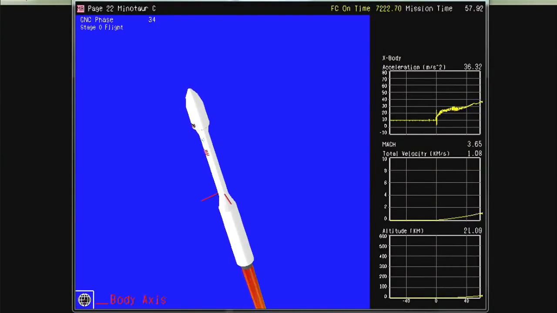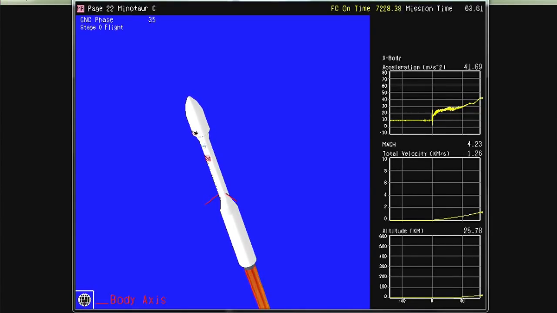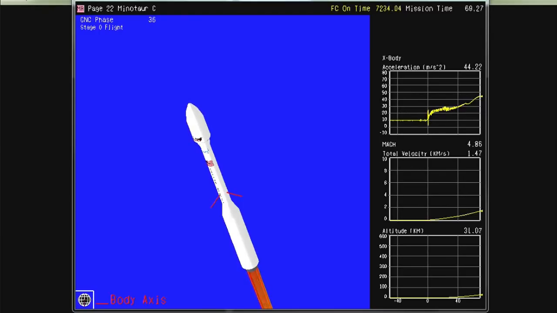Now approximately 50 seconds into the Minotaur-C mission for Planet to place 6 SkySat and 4 Dove spacecraft into a sun synchronous orbit. Attitude remains nominal, coming up on stage 1 TVA pressurization. Stage 1 TVA has been pressurized. Stage 0 has burned out. Stage 0 separation.